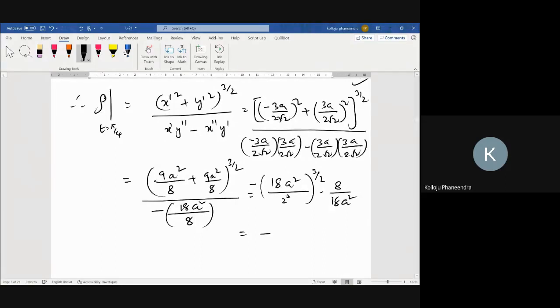This is 18 power 3 by 2, right? This is a by 2, 9 by 2 square. Total answer? 18, 2 cube cancel it. This is 8 means 2 cube, no? 18 by 8, 9 by 4. 18 by 8, 2 cube, root, power 3 by 2. Whole power 3 by 2. So 9a by, sorry, 3a by 2 whole square. 2 to cancel, whole cube.